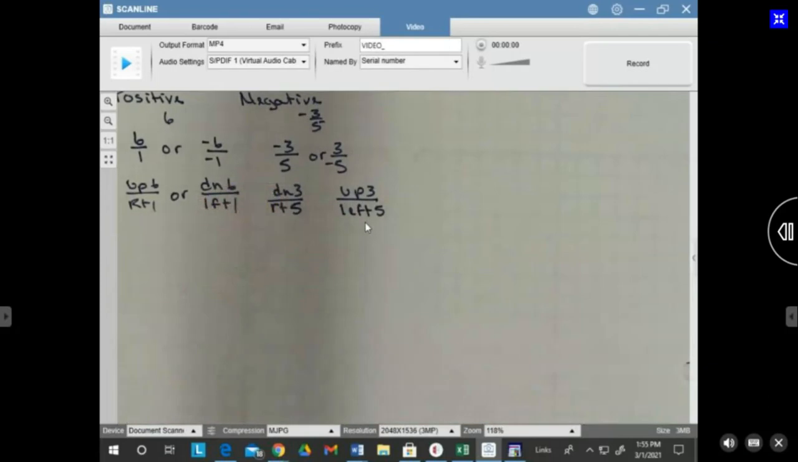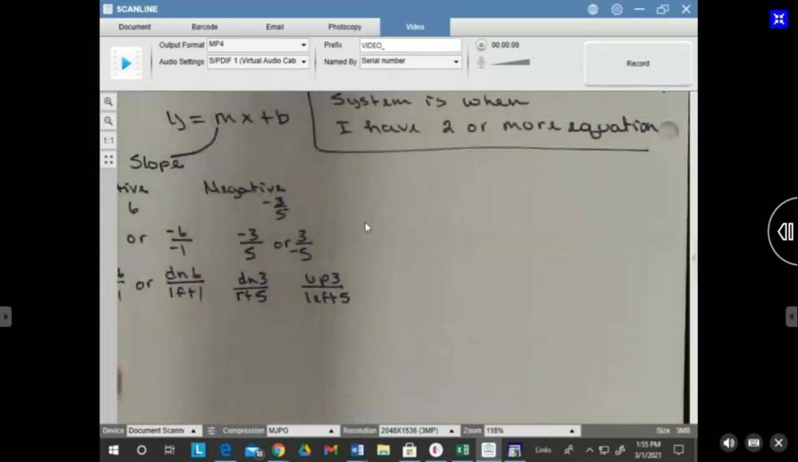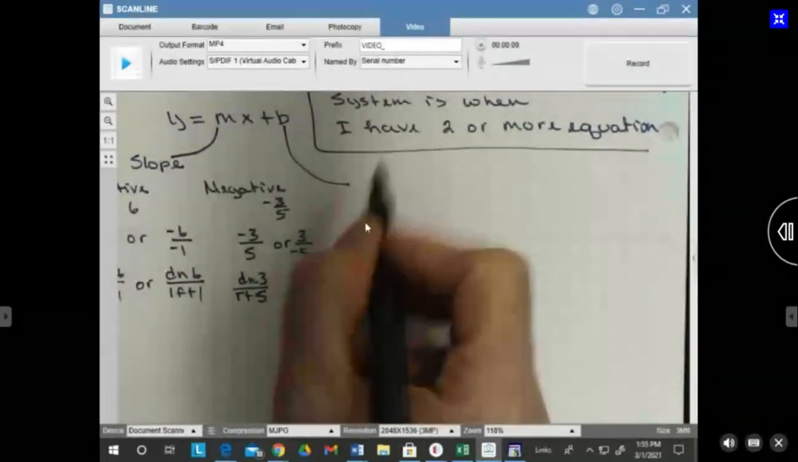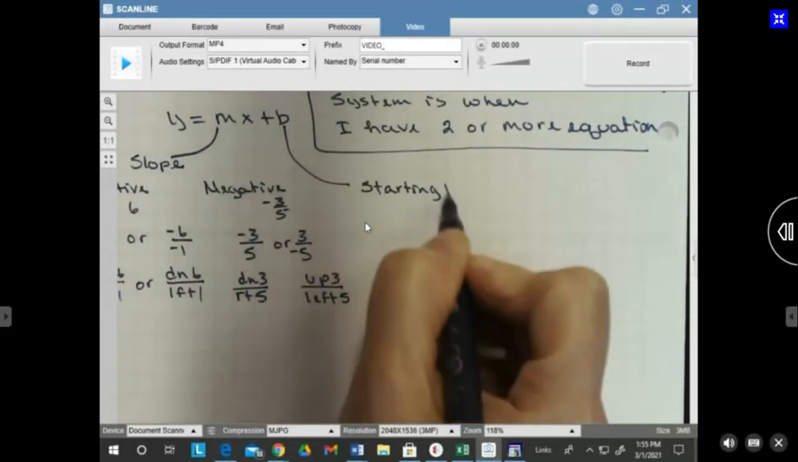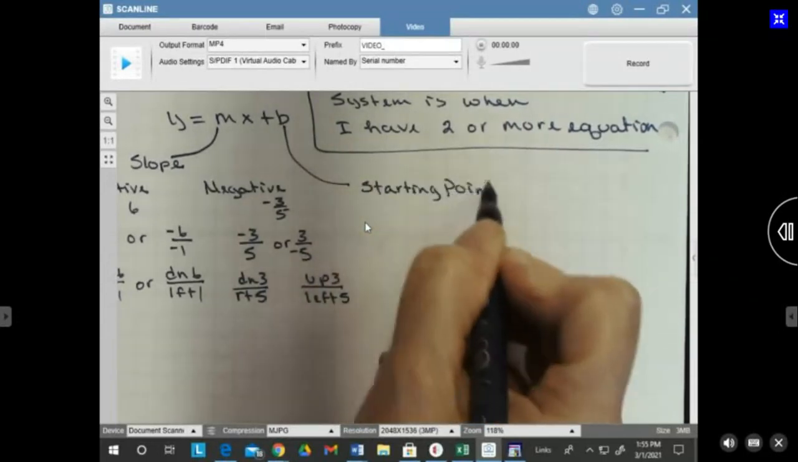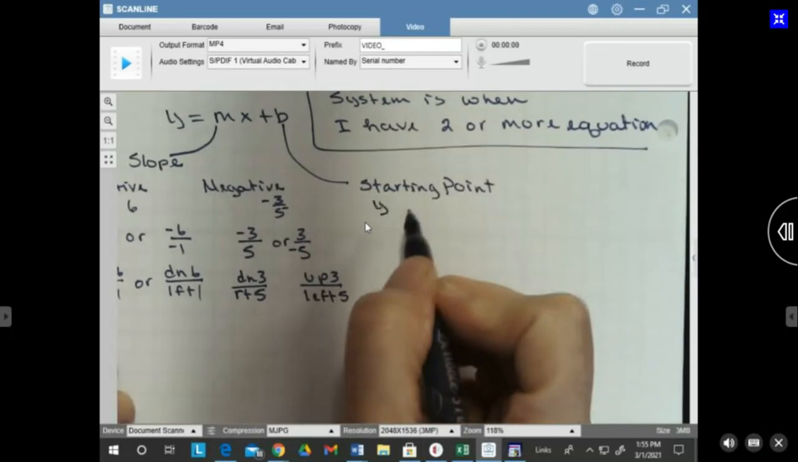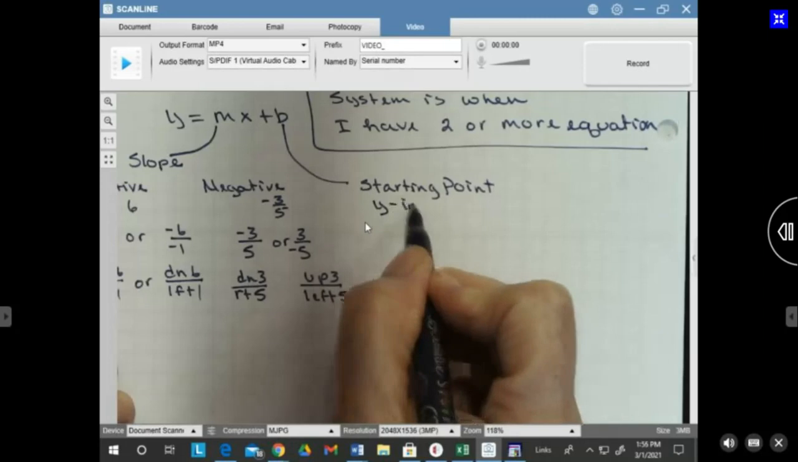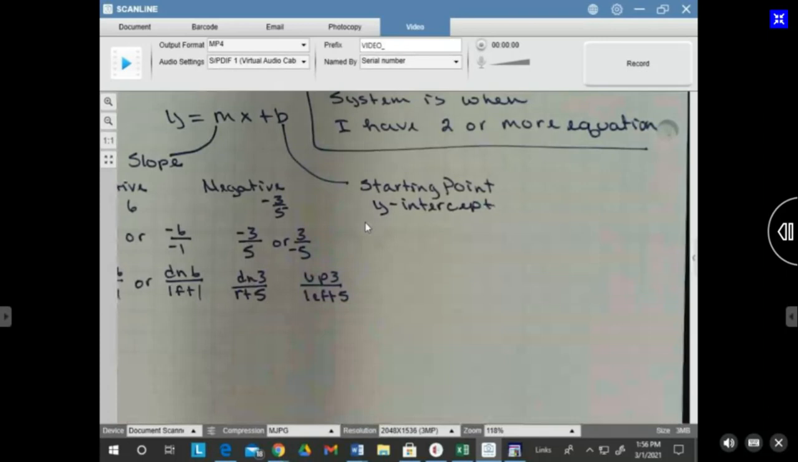Okay, one more thing in the review area. What's b? Starting point. Starter point. Good. What's another name for it? The y-intercept. Wherever I cross the y-axis, right? And it's not the beginning of my line. It's just a way to get started graphing that line.